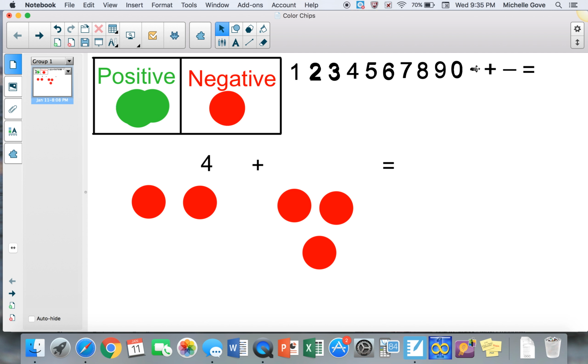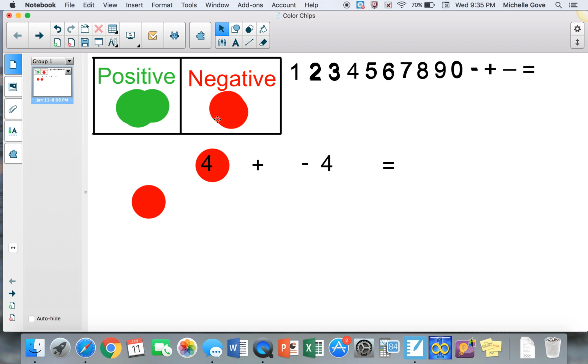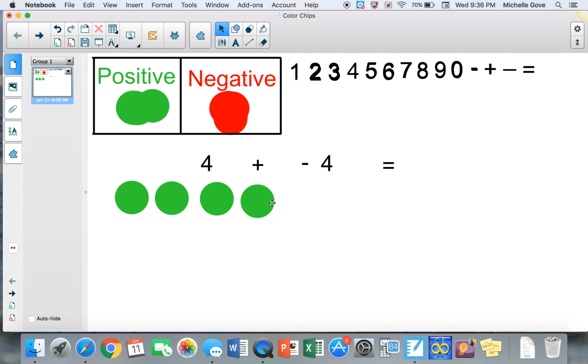So now we could try something such as 4 plus negative 4. So now if we see here the two numbers are opposite, I have positive 4 and its opposite negative 4. So we'll start with positive 4, which would be represented by 4 green chips. Then we'll have negative 4, which will be represented by 4 red chips.